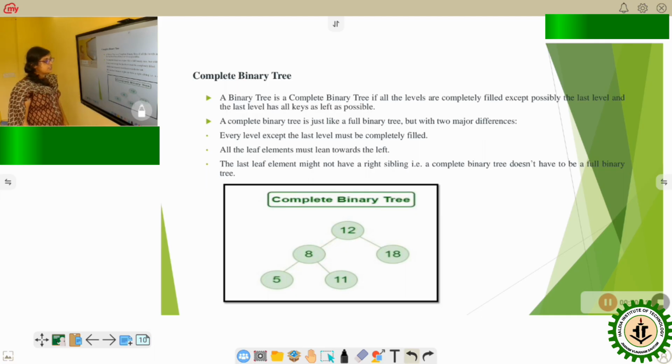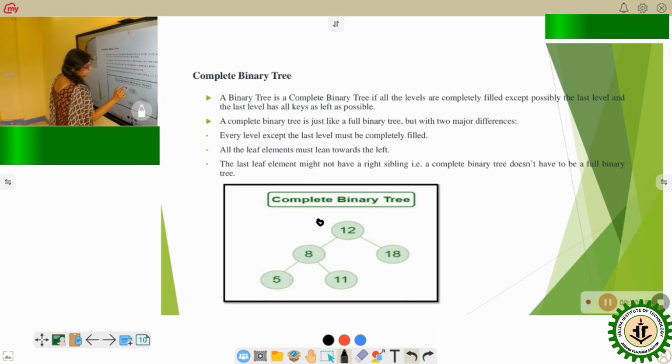tree? What are the levels present here? What is the zero level? Zero level starts from root. So 0 is this level. 12 is in the 0th level, 8 and 18, these are the two children of 12. So these two nodes are present in the first level. 5 and 11 are the children of 8. So this is the second level. 0, 1, 2. These are the levels of this complete binary tree.